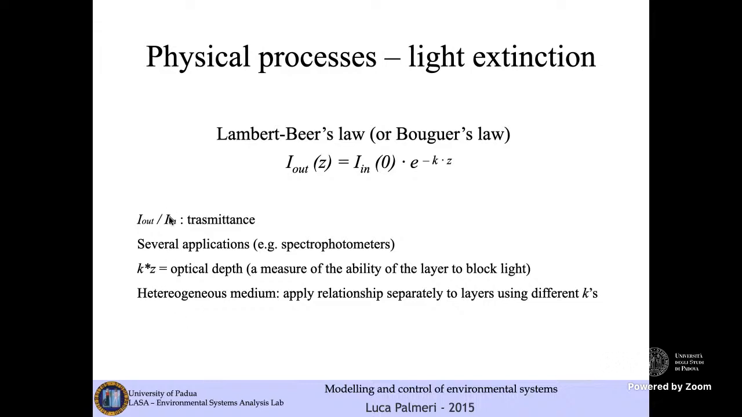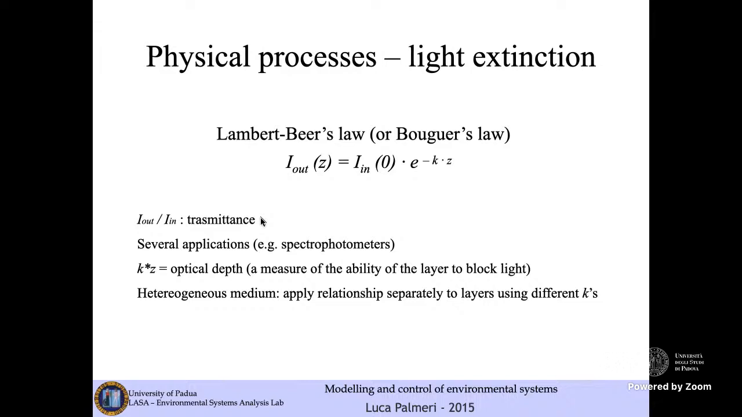The ratio of the intensity of light out divided by the intensity of light in, reaching the surface, is called transmittance. And we may have several applications of this model, for example, in spectrophotometers. The model embedded into spectrophotometers is a decreasing exponential Lambert-Beer model. K times z is called the optical depth, and it is a measure of the ability of a layer to block light.